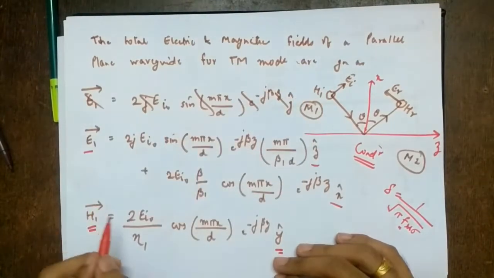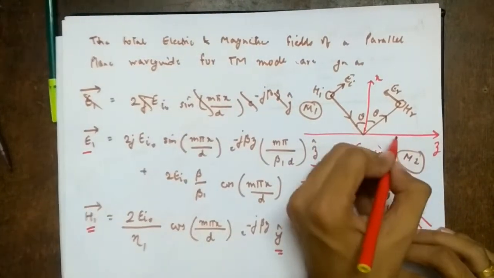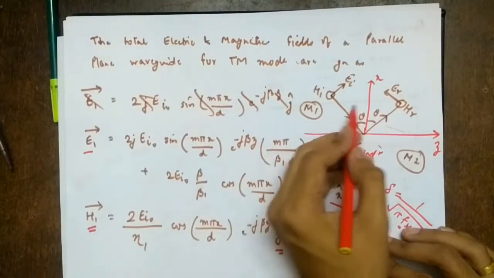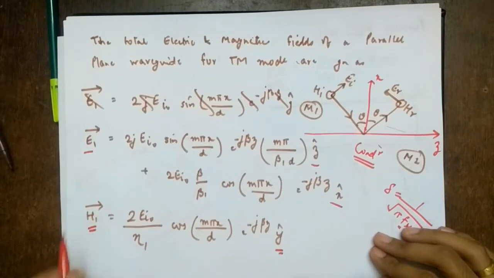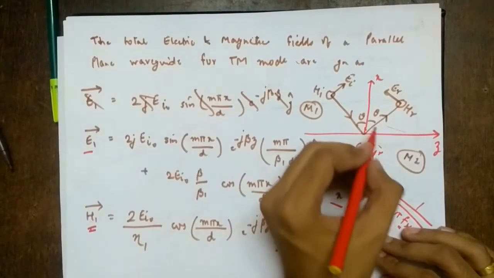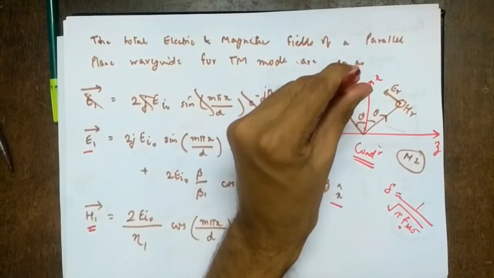So what was I saying? I was trying to tell you why we call it TM mode. So this is my Z direction. So the wave is traveling along the Z direction, right? But it is traveling along Z, so the electric field is only in Y direction, right? So the electric field is oriented like this, that is towards you. This is Y direction, fine.